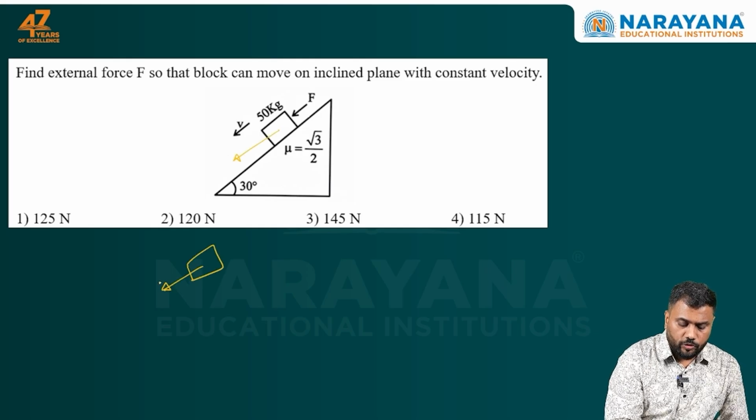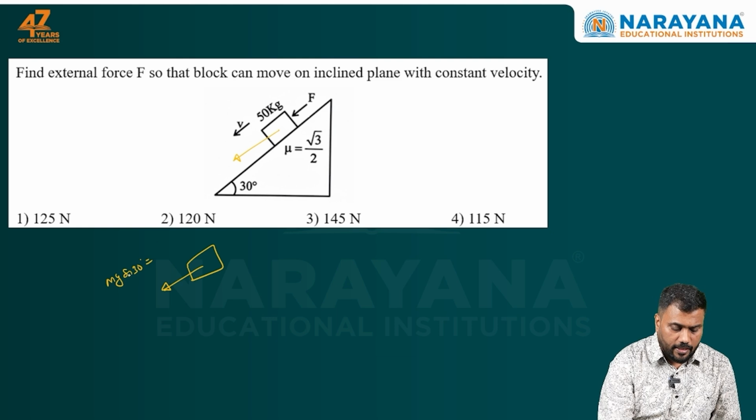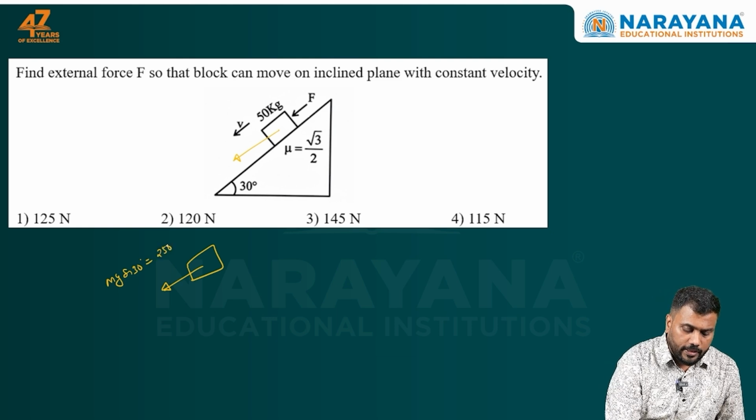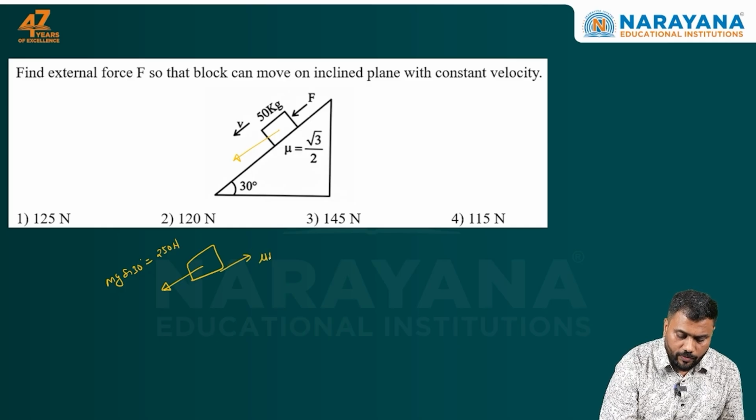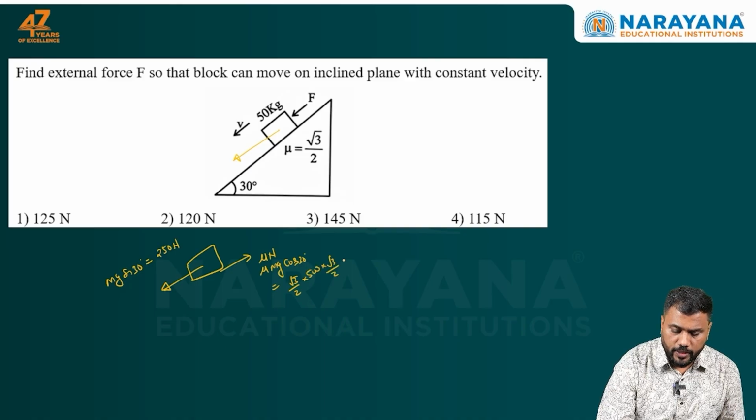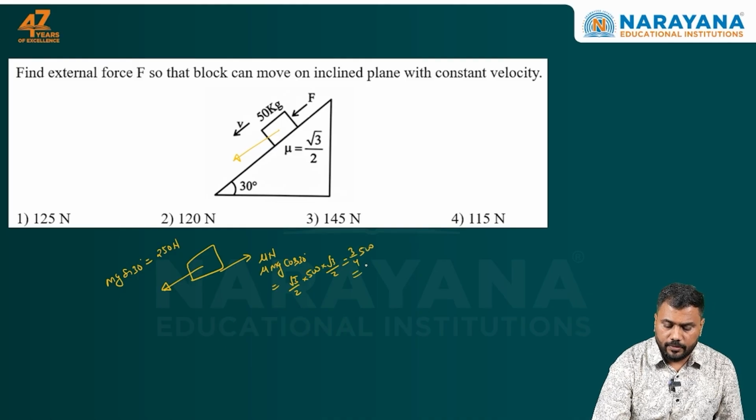If we see the forces on the block and resolve them, there will be a downward force. Let me show the diagram here. The downward force will be mg sin 30 degrees. If you put the mass of the block as 50 kg and g as 10, this is going to be 500 sin 30, that is 250 Newton. And the friction force acting on the block will be mu into N. Normal here is going to be mg cos theta, cos of 30 degrees. Mu is given as root 3 by 2, into mg, which is 500 into cos 30, root 3 by 2. So, this is 3 by 4 of 500. That means this is 3 by 2 times 250.